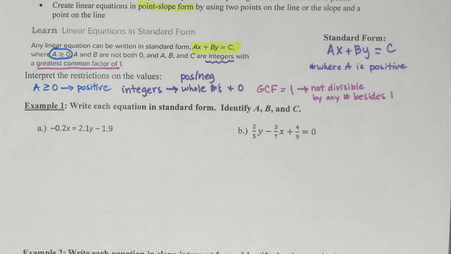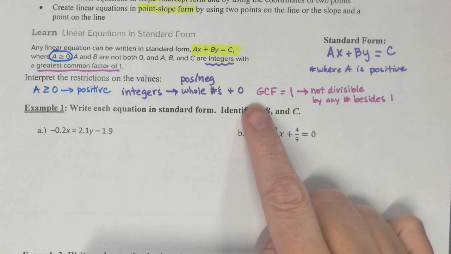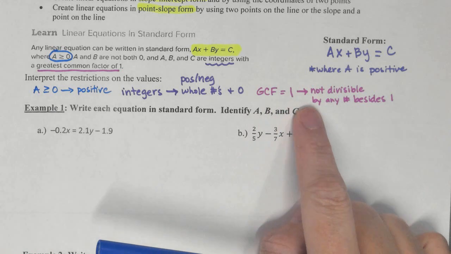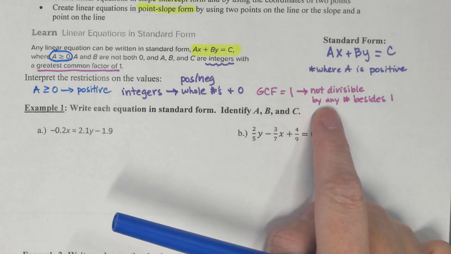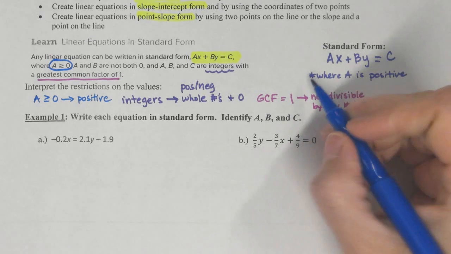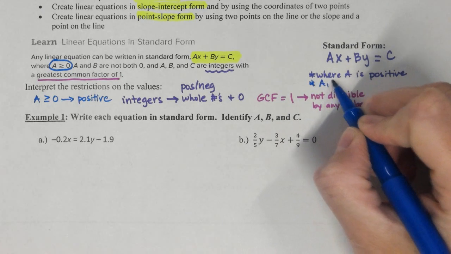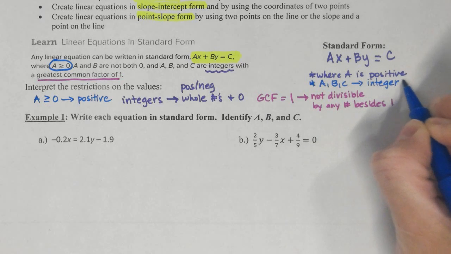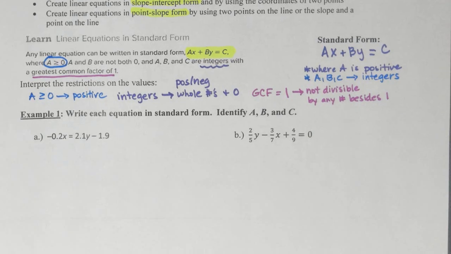A prime number is a number that's greater than 1, where the only things it's divisible by are 1 and itself. The greatest common factor would be the biggest number that goes into each one. Okay, for example, like 4 and 16. What's the biggest number that goes into both? 4. So if you have those values, then you have to take it out. But because there's 3 values, sometimes they'll be divisible by 2 and not the third one. Okay, so we're also going to write underneath here A, B, and C. They have to be integers. So those are the 2 big ones that we're going to focus on. A is positive, A, B, and C are integers.